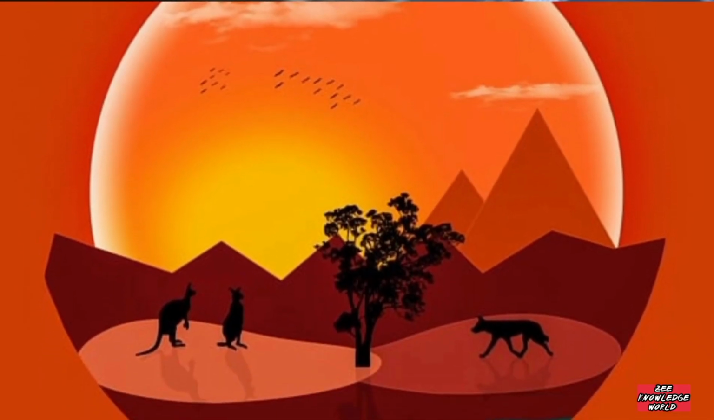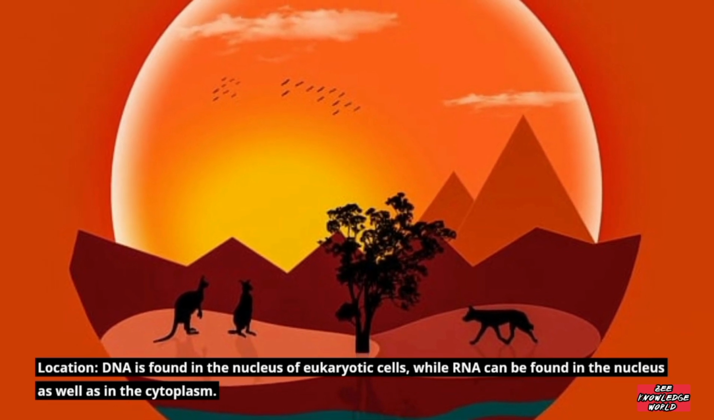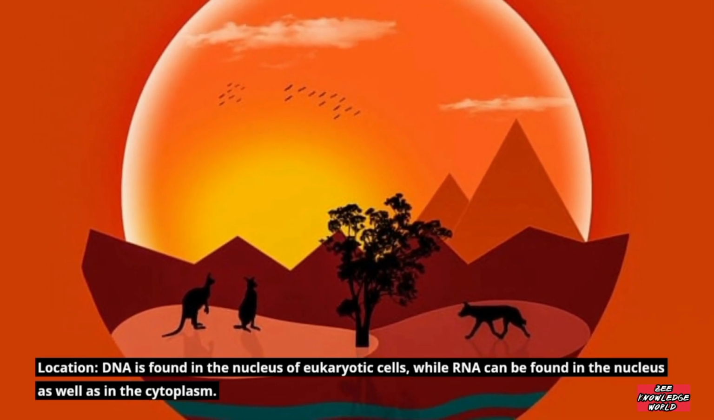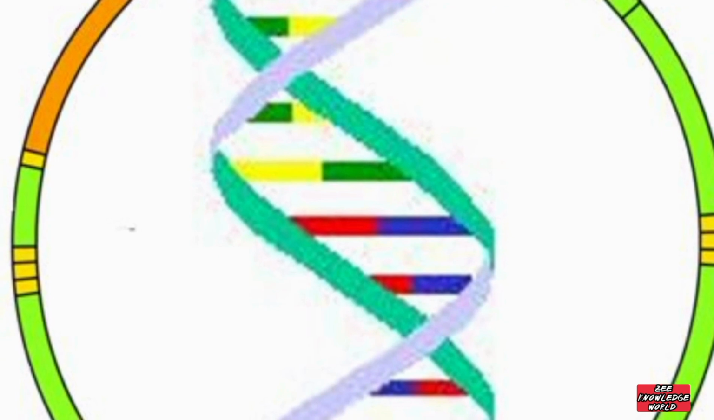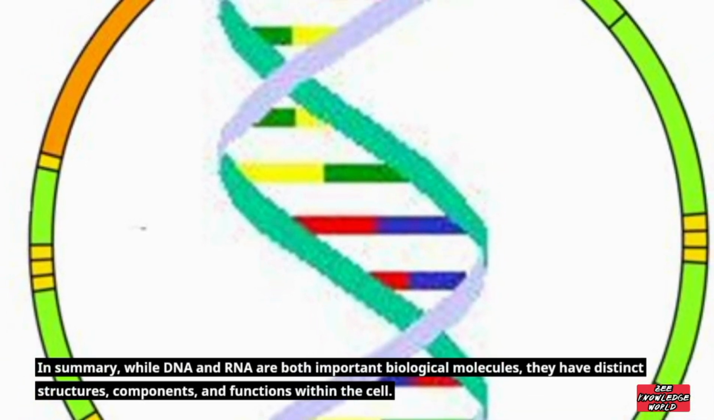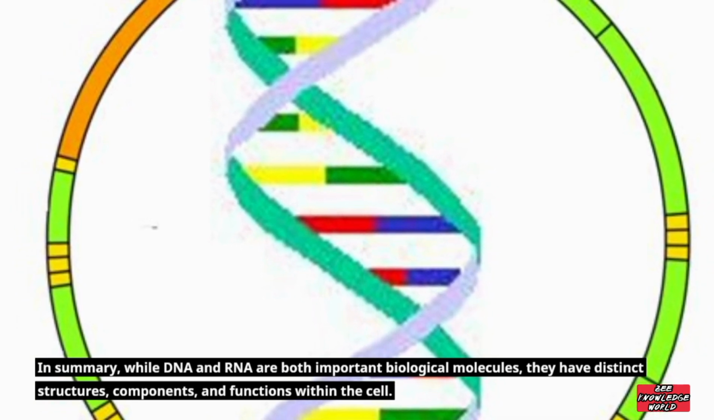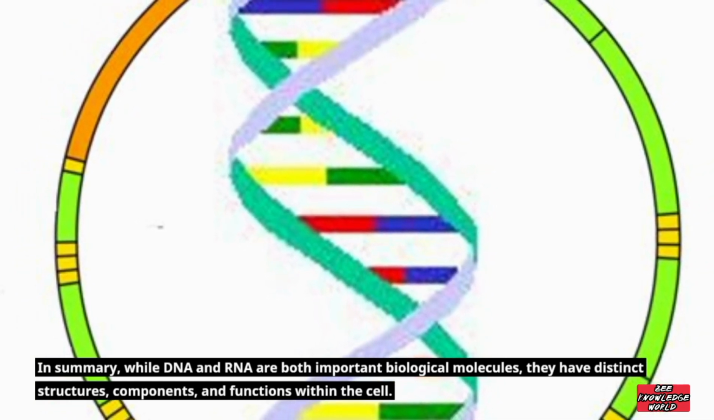Location: DNA is found in the nucleus of eukaryotic cells, while RNA can be found in the nucleus as well as in the cytoplasm. In summary, while DNA and RNA are both important biological molecules, they have distinct structures, components, and functions within the cell.